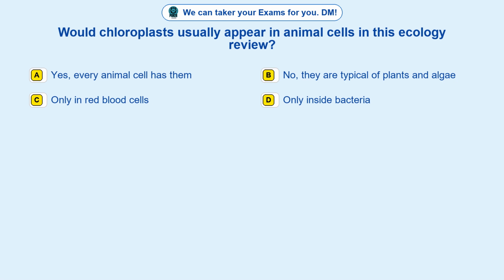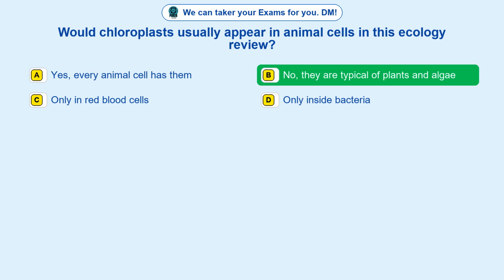Question 14. Would chloroplasts usually appear in animal cells in this ecology review? Option A. Yes, every animal cell has them. Option B. No, they are typical of plants and algae. Option C. Only in red blood cells. Option D. Only inside bacteria.